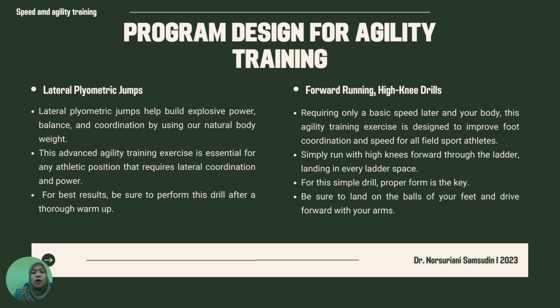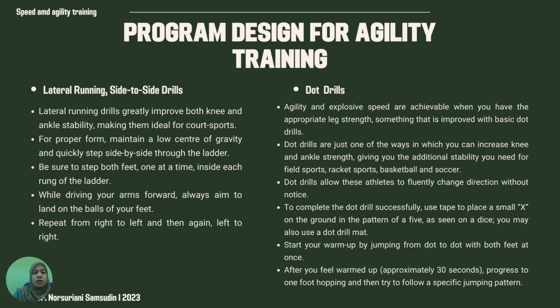And the second, the forward running high knee drill, requires only a basic speed ladder and your body. This agility training exercise is designed to improve foot coordination and speed for all field sport athletes. Simply run with high knees forward through the ladder, landing in every ladder space. For this simple drill, proper form is the key. Be sure to land on the balls of your feet and drive forward with your arms.